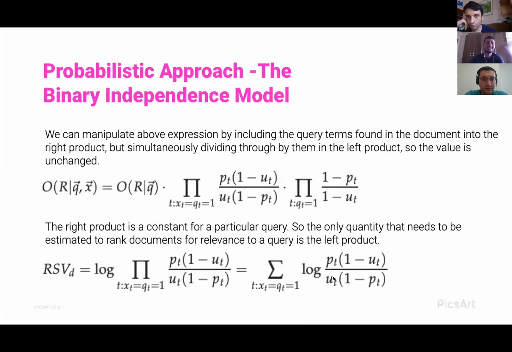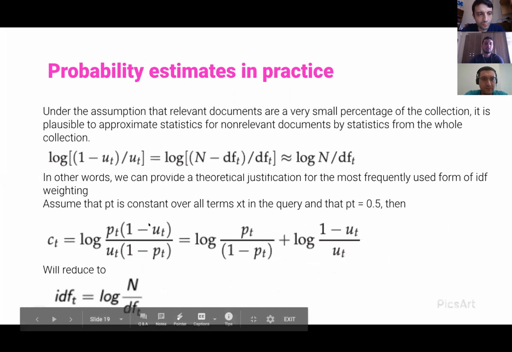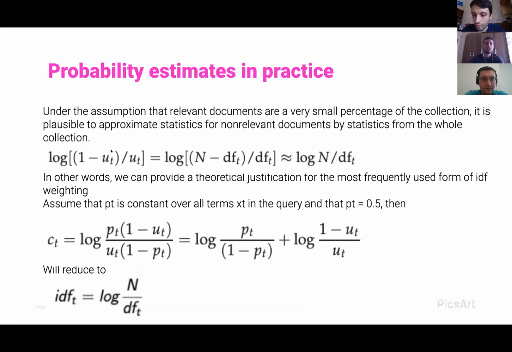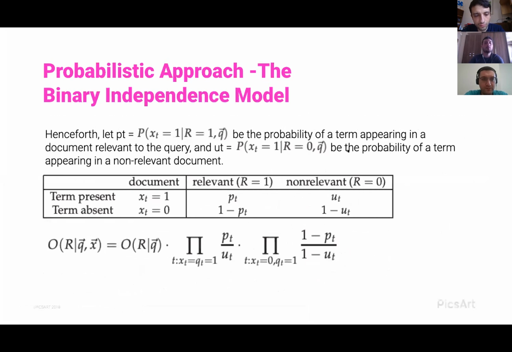And in practice, historically, in the pre-machine learning era, they made some approximations here and used some heuristics. So what they did for ut: ut is just the probability of a term appearing in a non-relevant document given the query. Since non-relevant documents are the majority and relevant documents are so few, we can reformulate this as the probability of the term occurring in any document, relevant or non-relevant, because relevant documents are a very small number.